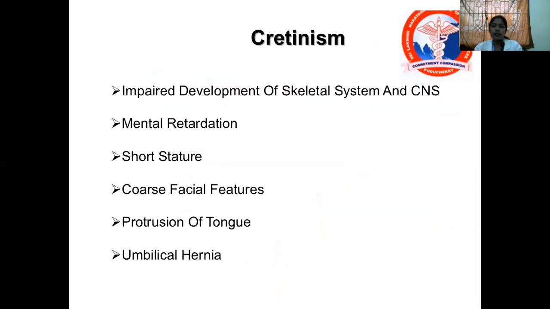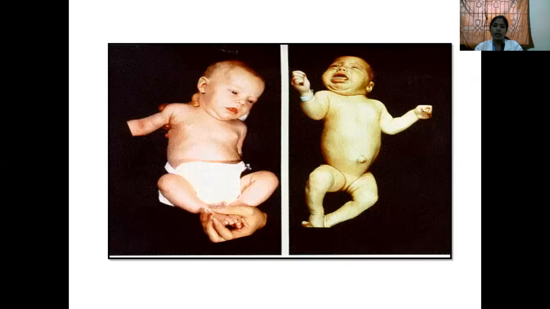Now, the next new term, that is cretinism. What is cretinism? Impaired development of the skeletal system and CNS. Cretinism usually occurs in children. So the patient will have mental retardation, short stature, coarse facial features, protrusion of the tongue, and umbilical hernia.